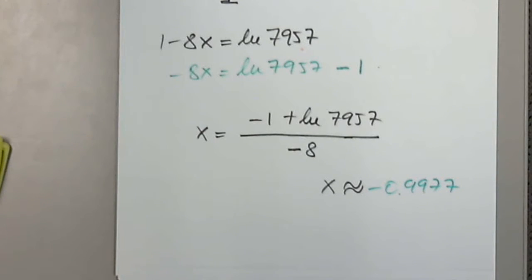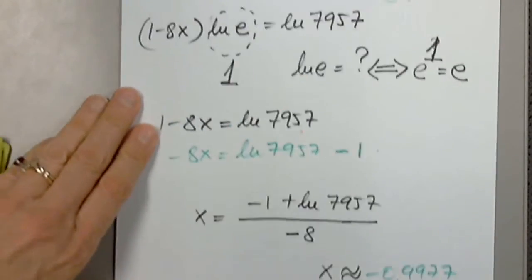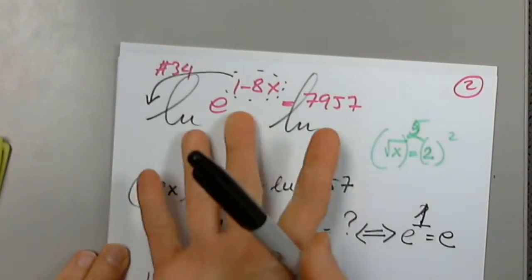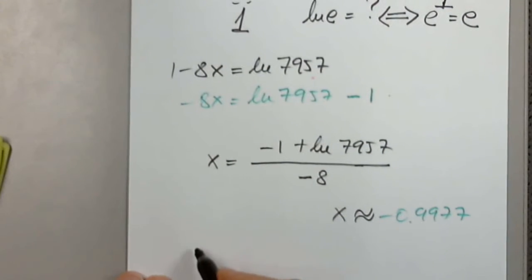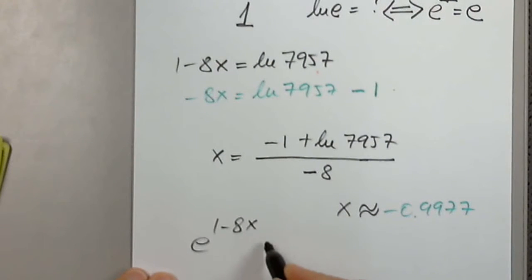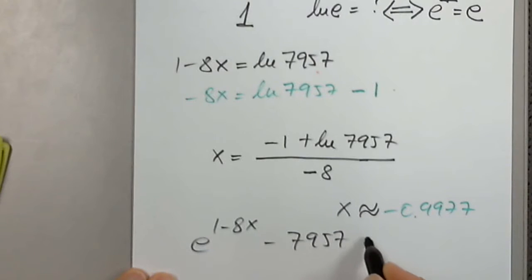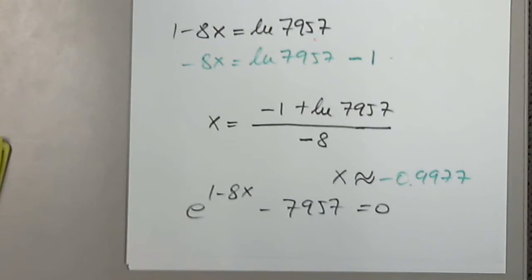And I hope Natalie would ask again, show me. Okay, here's what I'm going to do. I'm going to change the equation into e to 1 minus 8x minus 7957. Why? Because I just want to plug in one expression, not have to worry about 2 expressions. So I go back.